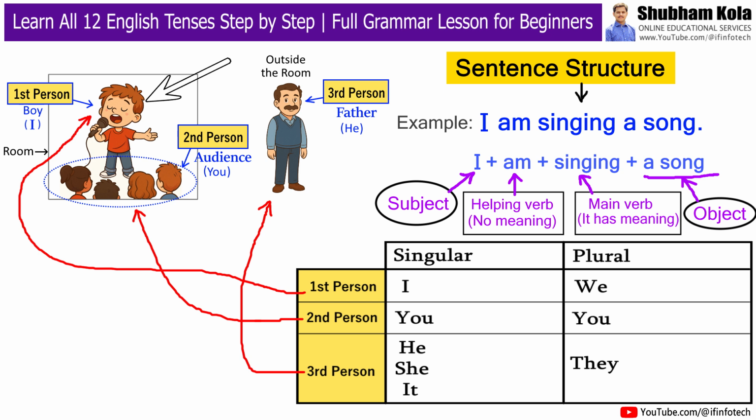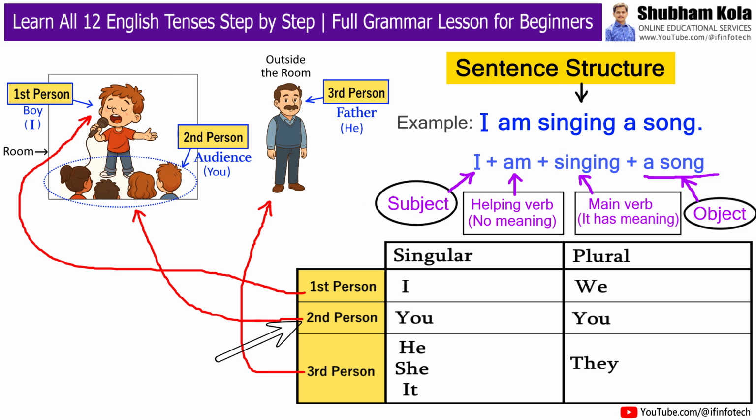He is the speaker. In English grammar, the one who speaks is called the first person. And what word do we use for the first person? We say I. So here I is the subject of the sentence. Subject means the person or thing who is doing the action.